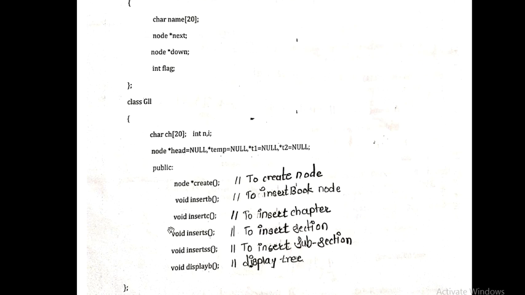Next is void insert C. This C stands for the chapter. Whenever we want to insert the chapter node, we are using this insert C. And the next is insert S, that is going to insert a section under the particular chapter. Again its return type is void. Then insert SS. This SS stands for the subsection. So to insert the subsection under any of the sections, we are going to use this method. Again its return type is void. And the last is nothing but whenever we want to display my whole book with the chapters, sections and subsections, we are going to use display book. That is nothing but we are going to display the whole tree.